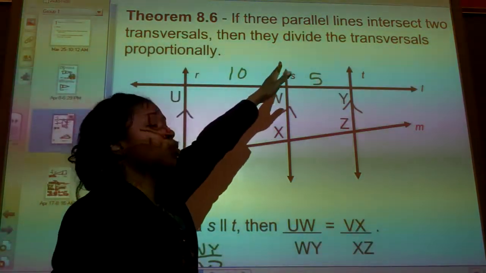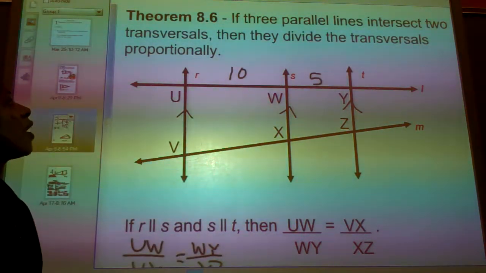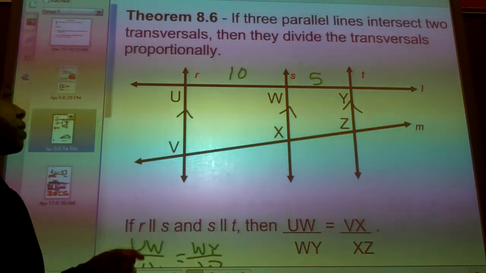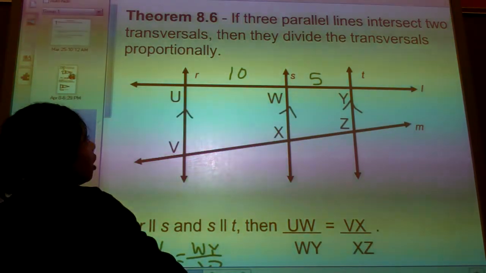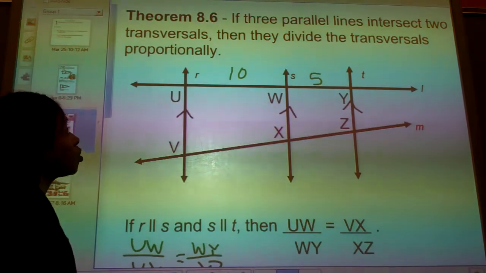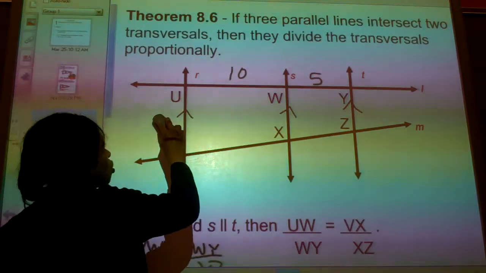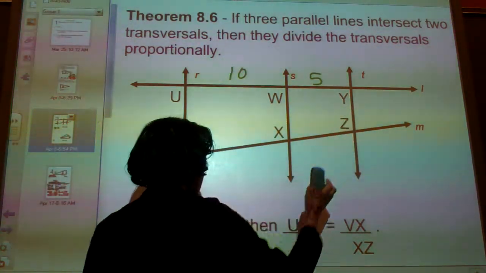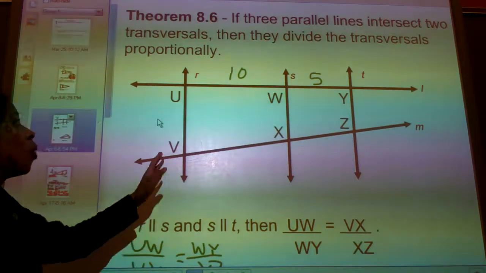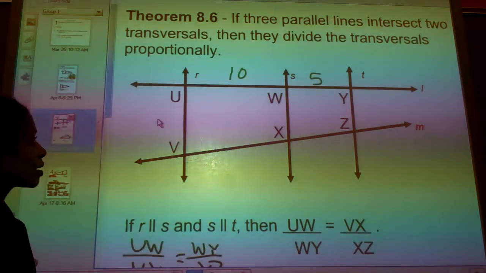Theorem 8.6 deals with parallel lines. If I have three parallel lines that intersect two transversals, then they're going to divide the transversals proportionally. What does that mean? Okay. What are the three parallel lines that I see?